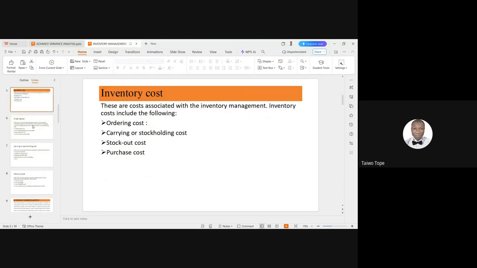The other one is purchase cost. So when we talk about purchase cost, what are we referring to? What is purchase cost? The actual amount you pay for the goods. Is it the total amount you incurred in acquiring an inventory? Okay. So purchase costs.